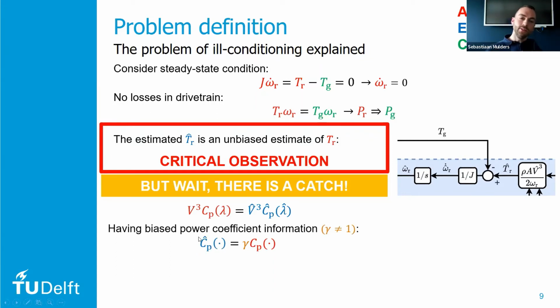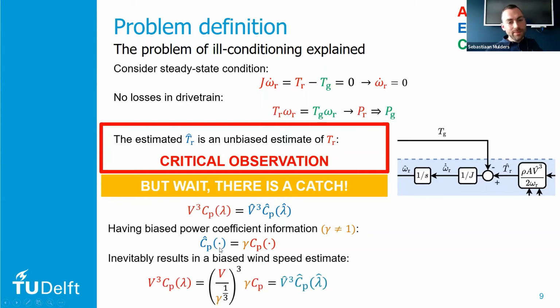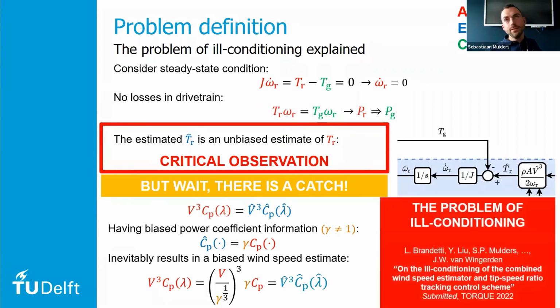Let's assume that we have defined CP hat as a constant factor times the real CP. This inevitably results in the following: we still have our left-hand side, which remains unchanged, but if there is some multiplication factor times the real CP, then we have to compensate for that in our estimated wind speed. So as a conclusion, we can always estimate the product between V cubed and CP, but we cannot make a unique estimate of the individual quantities. This is the problem of ill conditioning, which we describe in the paper that Olivia submitted to Torque. If you want to know more about that in depth, please reach out.